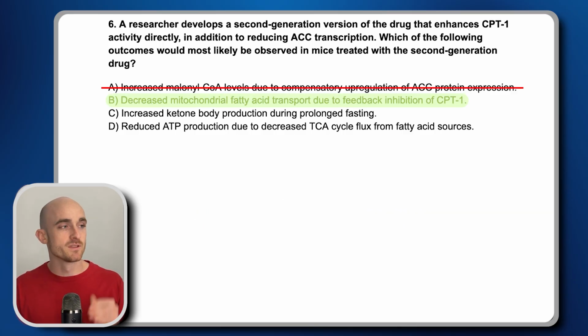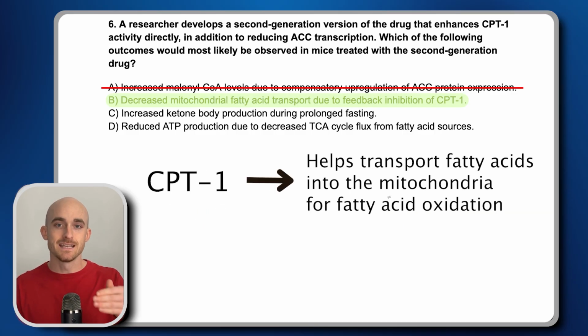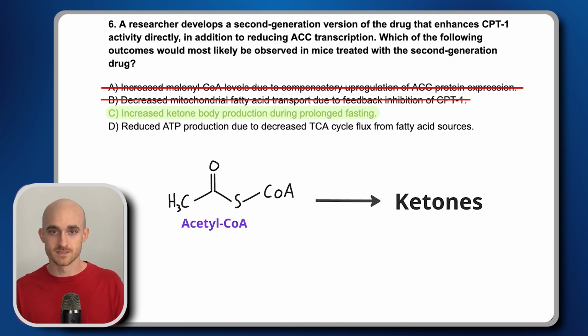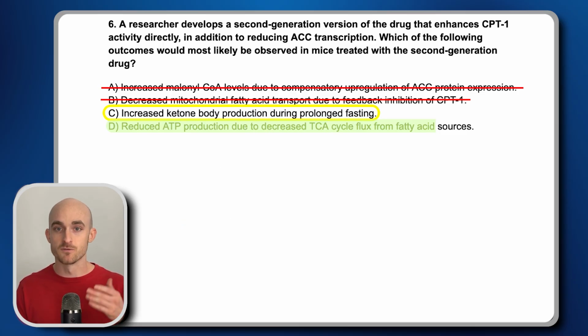For option B, remember that CPT transports fatty acids into the mitochondria. We were directly told by the question that this new drug enhances the activity of CPT, which directly contradicts option B, so we can eliminate this answer option. For option C, based on our background knowledge, we know that ketones are made from acetyl coenzyme A, and fatty acid oxidation makes a lot of acetyl coenzyme A, so it makes sense that with more fatty acid oxidation, we would have more ketones. So this drug resulting in more ketone body production does make sense, and option C is probably the right answer.